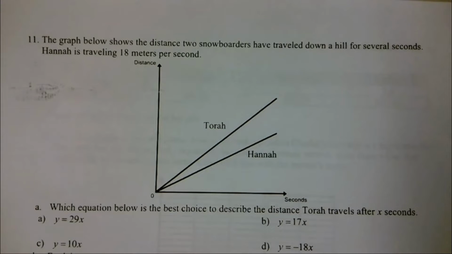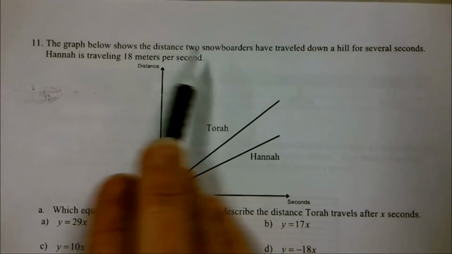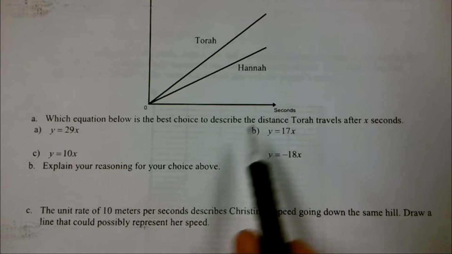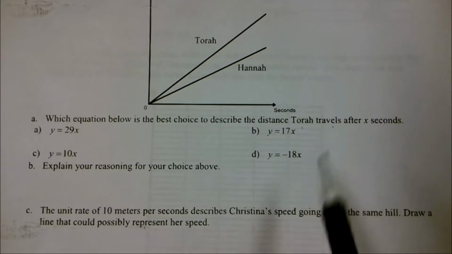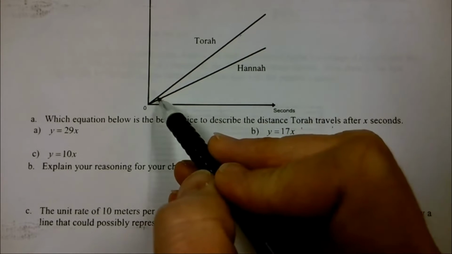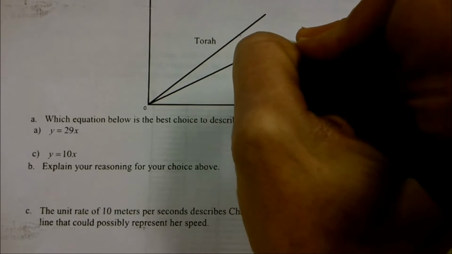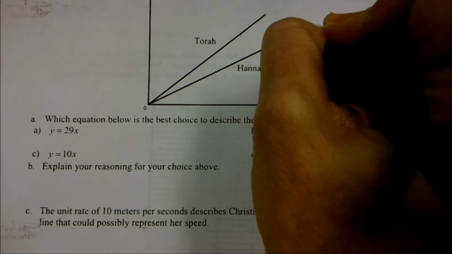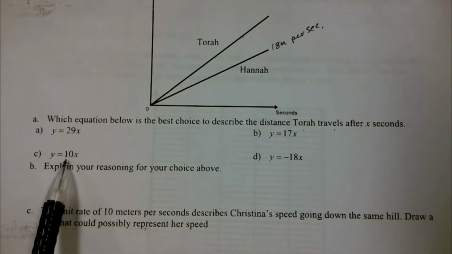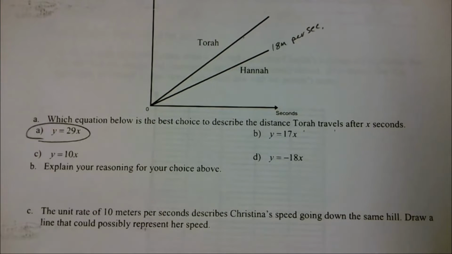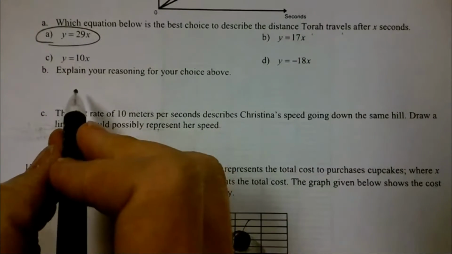Okay, so we have Torah and Hannah. Torah and Hannah both are snowboarders, and Hannah travels 18 meters per second. So question A says, which equation would best represent Torah's travels? So Torah is above Hannah, so her slope is higher. So it's going to need to be higher than 18 meters per second. So take a look at your choices, 29, 10, 17, and negative 18. Which one is higher than 18? That is letter A.